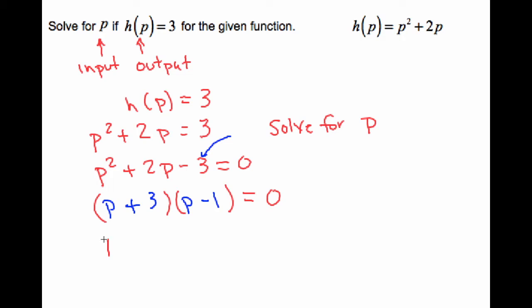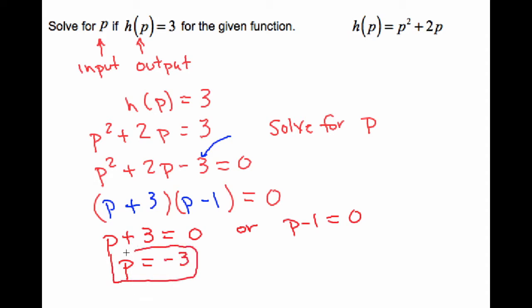Next, we set each factor equal to 0 and solve. So we write p plus 3 is equal to 0. Or the other solution is p minus 1 is equal to 0. Let's look at p plus 3 is equal to 0. I'll subtract a 3 from both sides of the equation. This gives me p is equal to negative 3. That's one of the inputs that would have an output of positive 3.